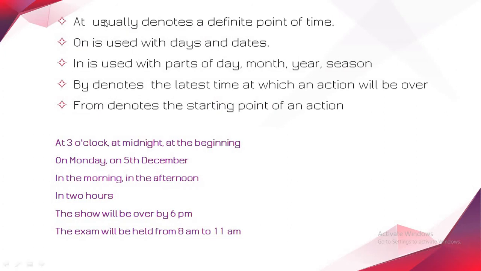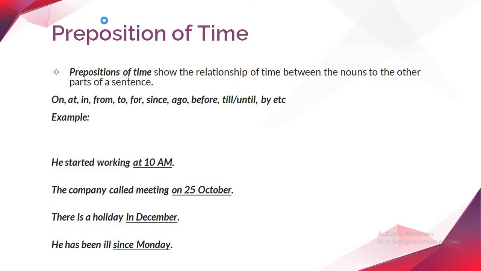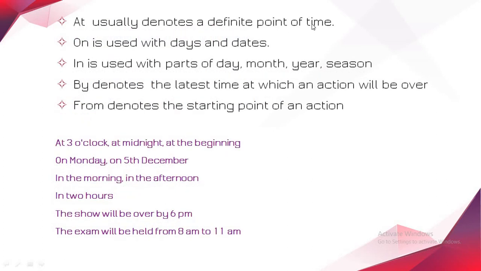Now, preposition of time generally denotes a definite point of time. Like sometimes on is used with days and dates. In is used with parts of the day, month, year, season. By denotes the latest time at which an action will be over. That means the meeting is over by 6 p.m. That means by 6 p.m. the work will be finished. The meeting will be finished. From denotes the starting point of an action. From this date to that date.